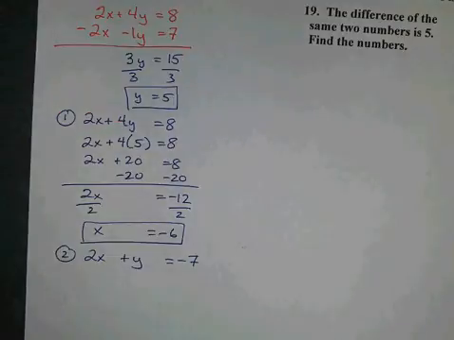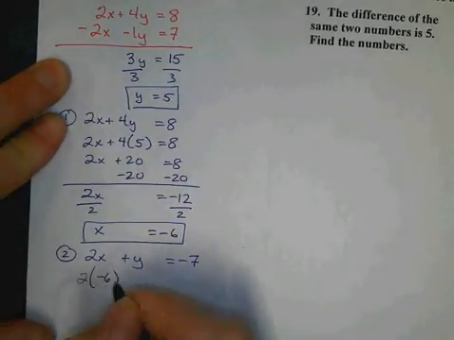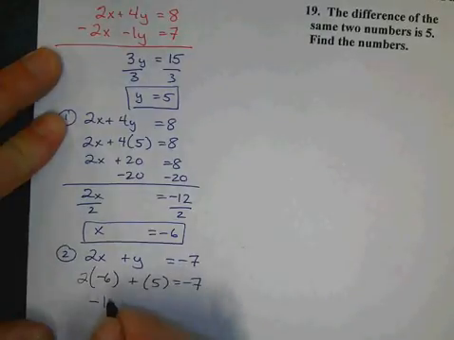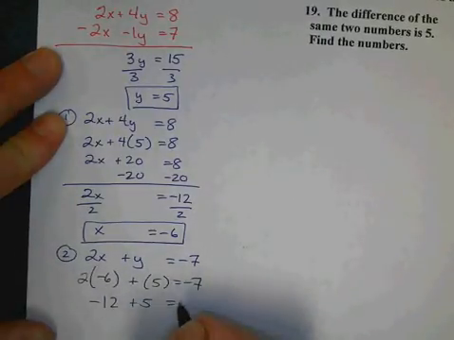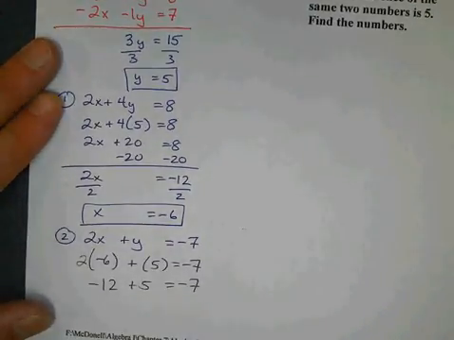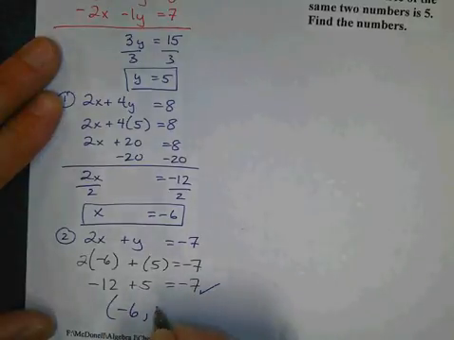All right, so let's plug these things in. Let's see, 2 times negative 6 plus 5 equals negative 7. Negative 12 plus 5 equals negative 7. True or false? True. So let's write our answer. Negative 6, comma 5.